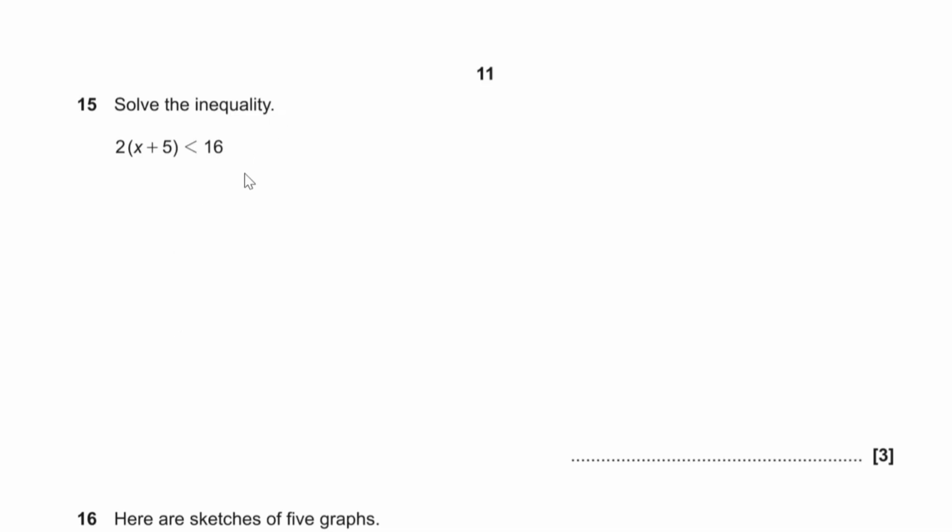Question number 15, we have to solve the inequality 2 times by x plus 5 being greater than 16. We begin by dividing both sides by 2. The reason for that, this 2 and this 2 simplify to 1. So I've got x plus 5 being greater than 8. And now if I subtract 5 from both sides, what we are left with is x is greater than 3.